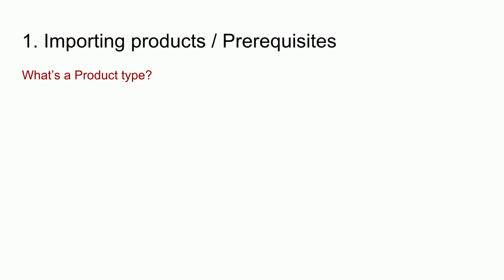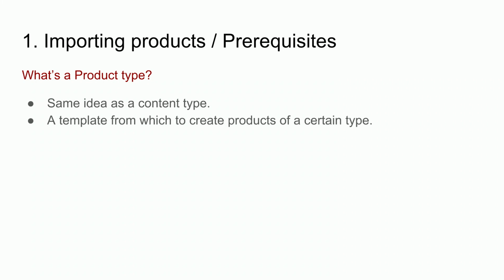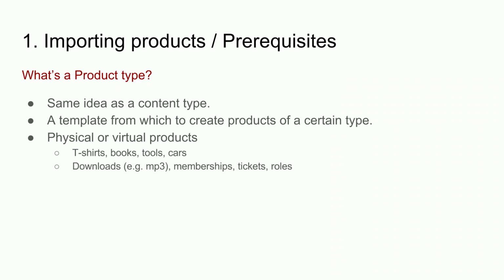So what's a product type? Well, a product type, the same idea as a content type. It's a template from which to create different types of products. So you could have physical products, virtual products. So you probably want to create a product type for physical products like T-shirts, books, tools, cars. But you may want to create a different product type if your products are MP3s, membership, tickets, or stuff. Okay.